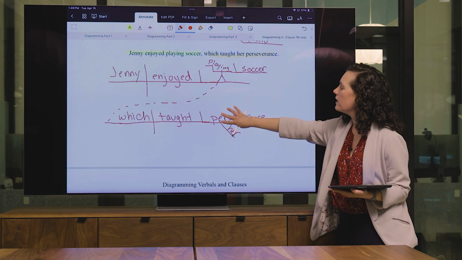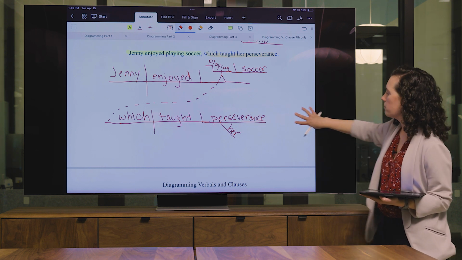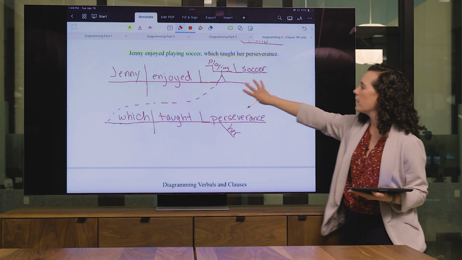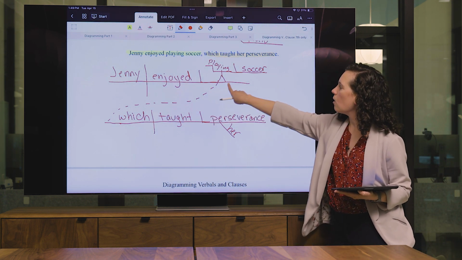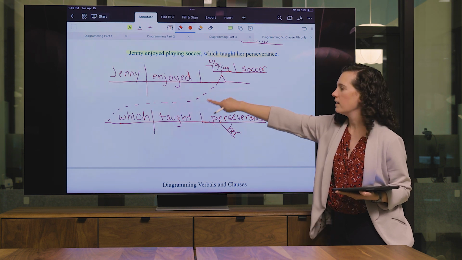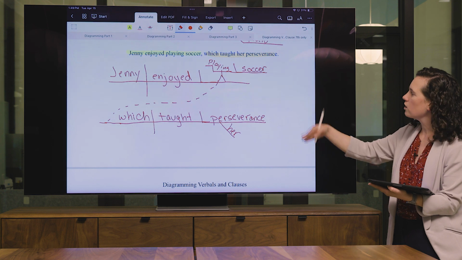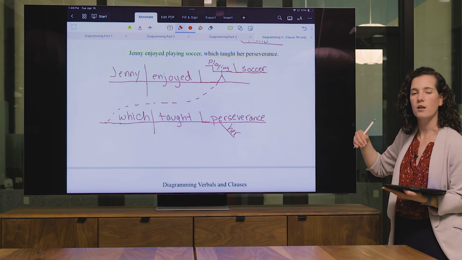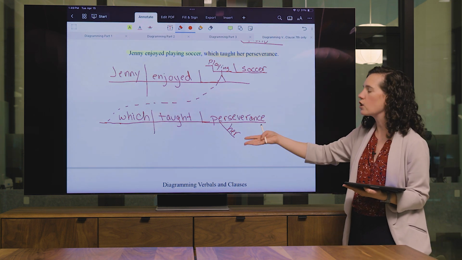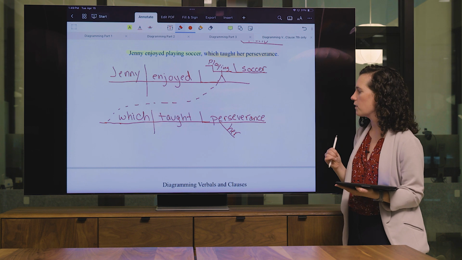Now it is okay to diagram your second diagram off to the side if you want, as long as ultimately this section of the line connects to the which section of the line, because which is taking the place of playing soccer. You can read it as that. Playing soccer taught perseverance.